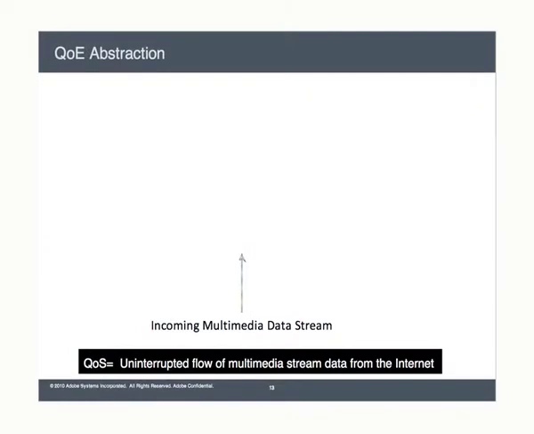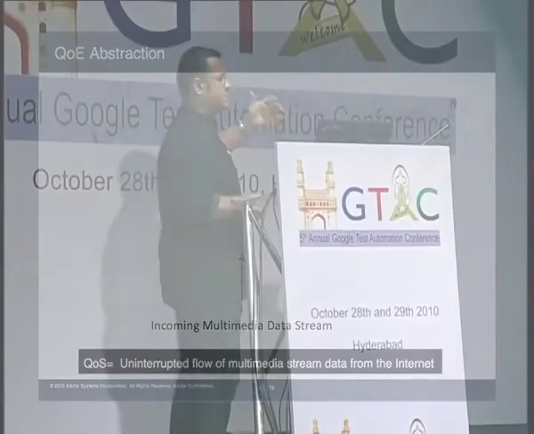So this is what we came up with as a hypothesis at that time, which proved correct. Essentially, as I mentioned at the start of my presentation, the entire service delivery is happening over the web. There is a single pipe which is delivering that service, the network pipe coming to the client. So essentially, there's an incoming multimedia data stream which is hitting the transport layer interface, and it goes to our application layer.